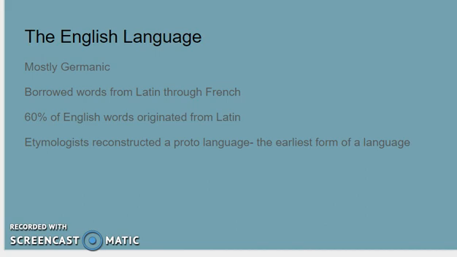And 60% of English words actually originated from Latin. However, etymologists, which are people who study words, were able to reconstruct the English language by going backwards in time. They call that a proto-language when they reconstruct a language, and this is the earliest form of language.